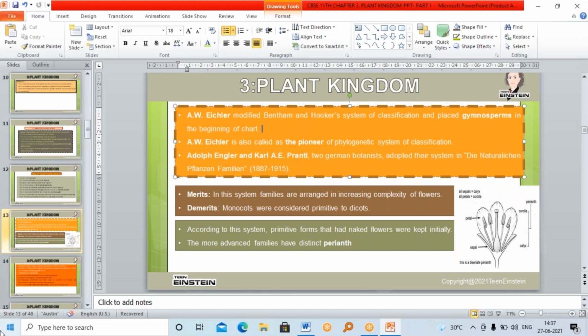Simple flowers come under the lower category. Then the complexity of flowers increases. Flower complexity increasing means it is going to the higher group. What are all the demerits?